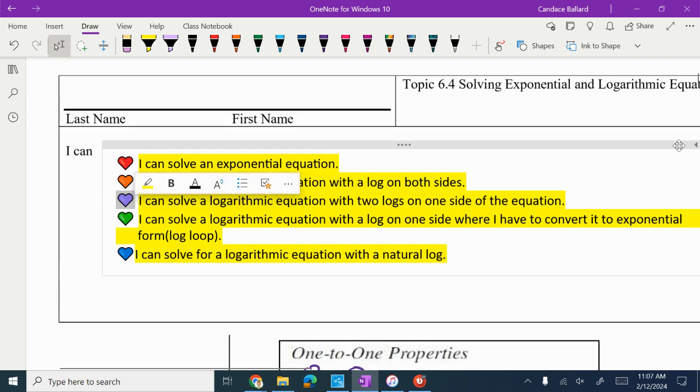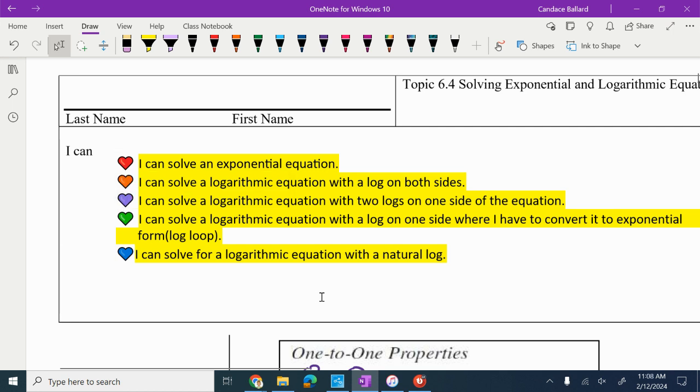Okay, so really quickly, read the purple heart statement to yourself. All right. I'm going to read, and when I pause, you read the next word. You ready? I can solve a equation with 2 logs on one side of the equation.